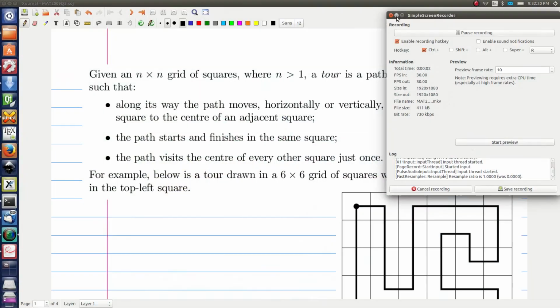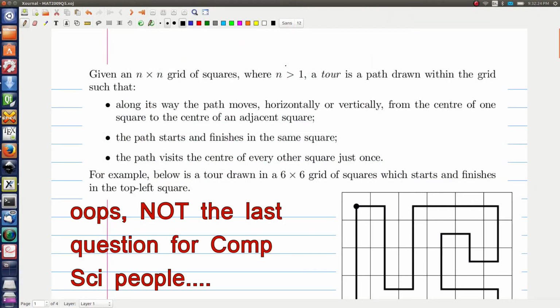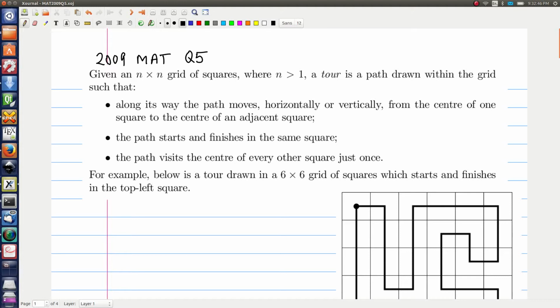Hello, so in this video we're going to do the fifth question, which is the last question on the 2009 MAT, Oxford Maths Admission Test. So it's the last question, and it's obviously intended to be not necessarily more difficult, although often it is more difficult, but a little bit outside of the norm.